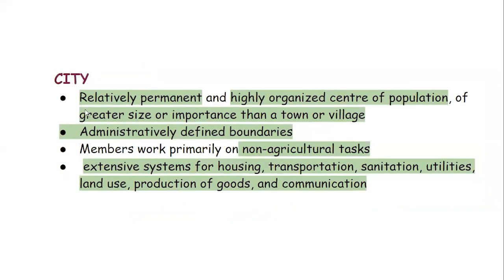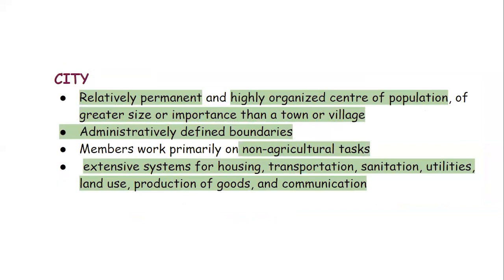Our next option is city. So cities are relatively permanent and highly organized centers of population of greater size or importance than a town or village. So while comparing with a town or village, a city is a relatively permanent and highly organized center of population and has greater size or importance. And cities have administratively defined boundaries, which urban agglomerations don't have.